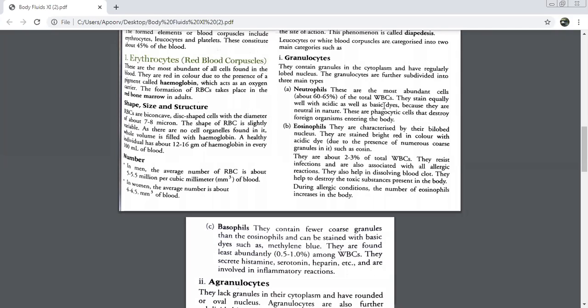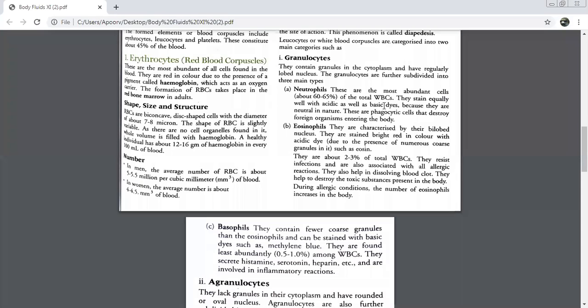And what is the main function they have? They destroy what? Yes. They perform the function of phagocytosis. That means they destroy the harmful organisms. Let's move on to the second type of granulocytes. What are they? Eosinophils. How many percent? 2 to 3%.